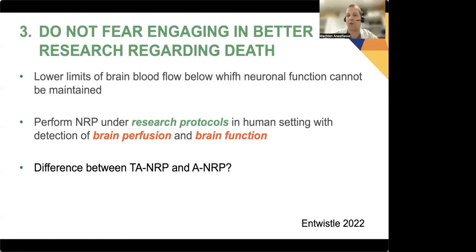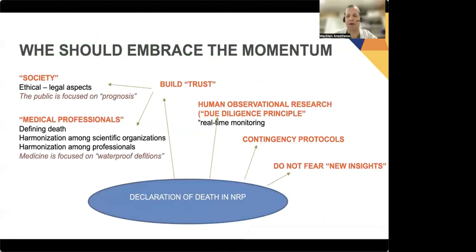This is, I think, a really important aspect to regain and to maintain the trust of society in our practices and to support the professionals, anesthesiologists who are dealing with DCD organ donation practices on a daily basis. This slide summarizes my points. I think we should embrace the momentum these days, especially by readdressing the importance of defining death and all the ethical concerns surrounding this, especially with normothermic regional perfusion. And it's a momentum to rebuild trust with society and within the medical professions.